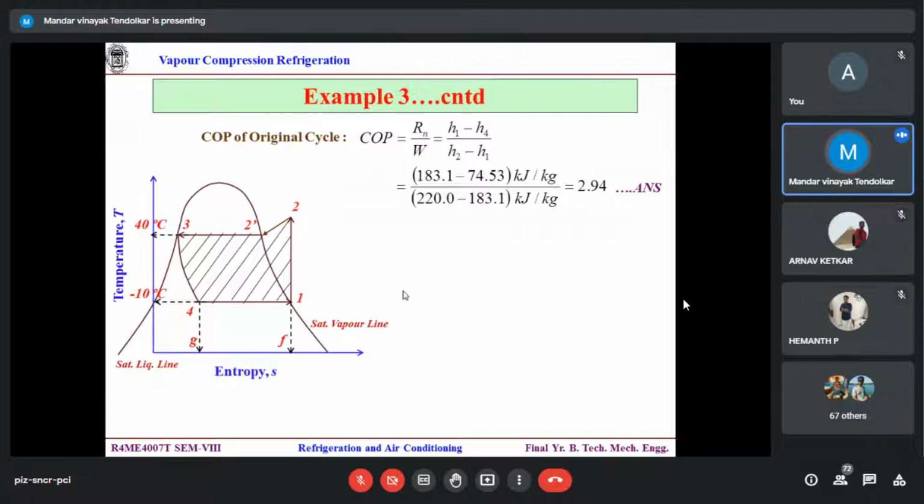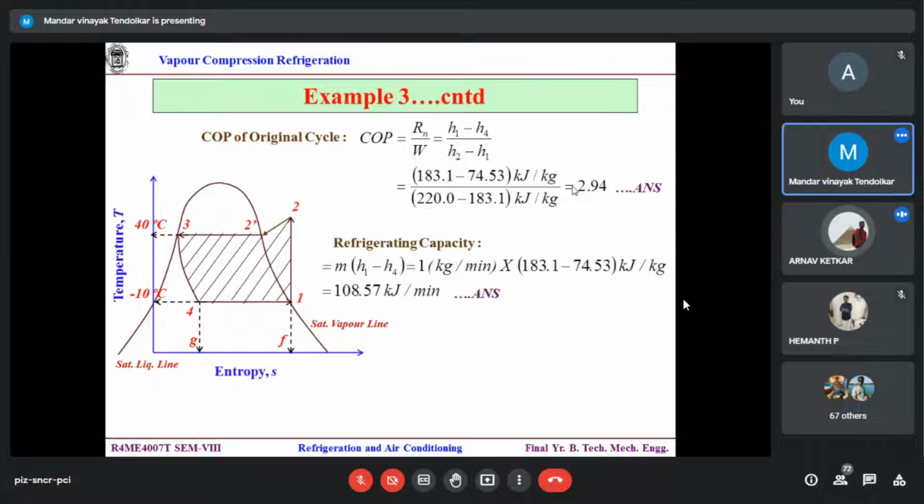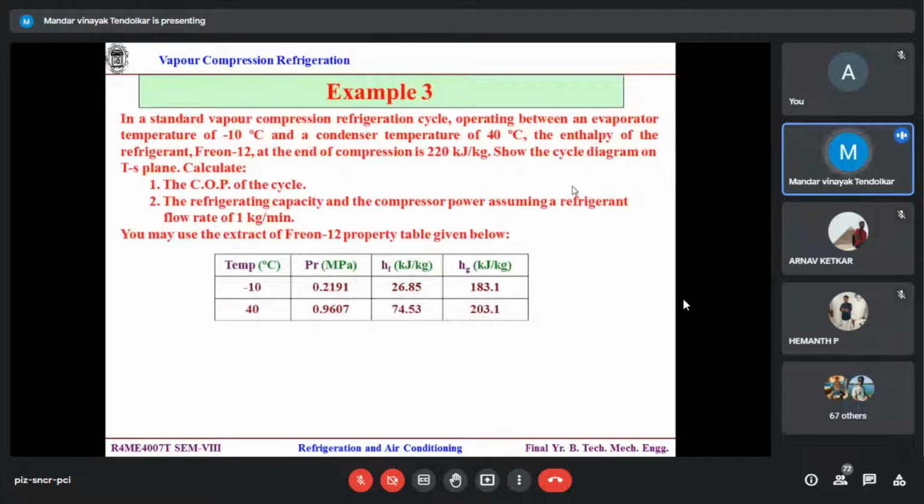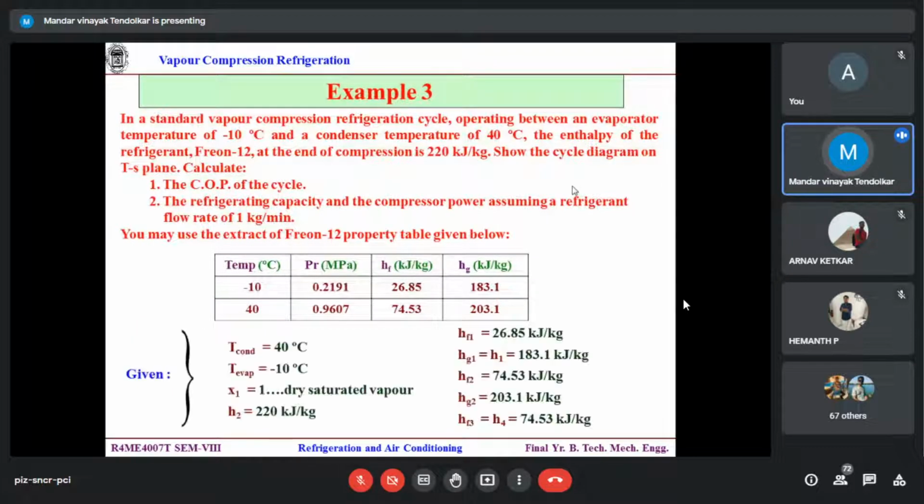So almost everything is known to me. I can calculate the COP directly. Correct? So H1, Hg1, H2, 220 directly given. H4 is equal to H3 is equal to Hf3, 74. Correct? H1 known. So this is my COP. Correct calculation? Yes, sir. Every calculation you have to cross check. Now what is asked further? COP, refrigeration capacity and compressor power.